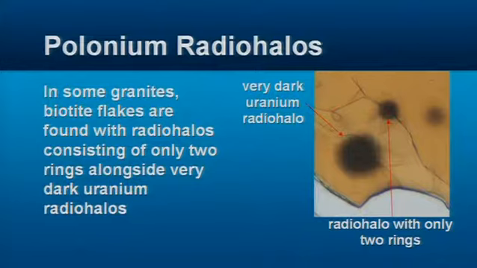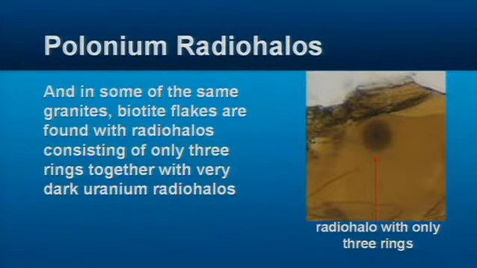And in some granites, we find not only the dark uranium radiohalos, but two-ring radiohalos. This one here, you can see the dark outer ring, the light outer ring, and the dark inner ring. And in some biotite flakes in some granites, we find all of these together, like the 3-ring radiohalos. It's very hard to see at this distance, but there are definitely 3 rings.